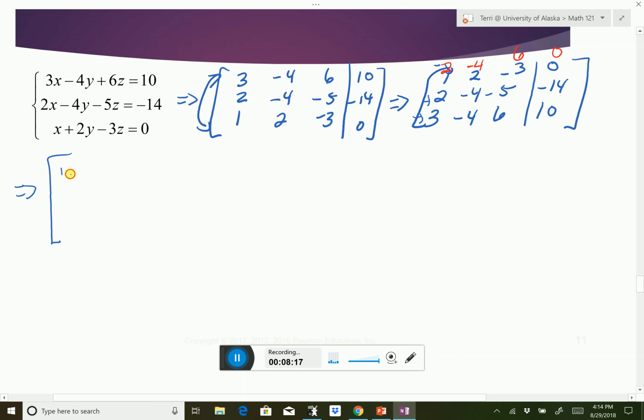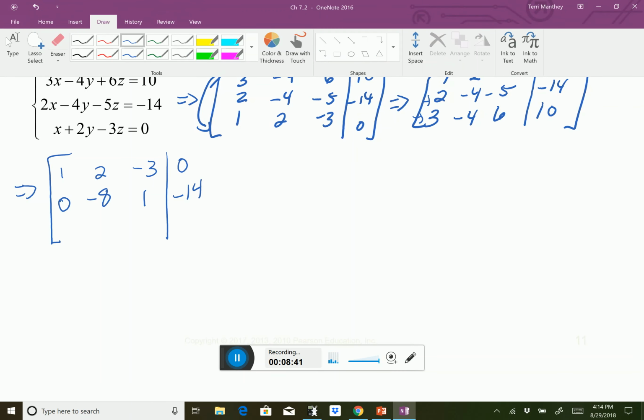So we keep the first row the same. You don't want to change that. So -2 plus 2 is 0. -4 plus -4 is -8. 6 plus -5 is 1. 0 plus -14 is -14. Okay, so now let's change this to the 3.